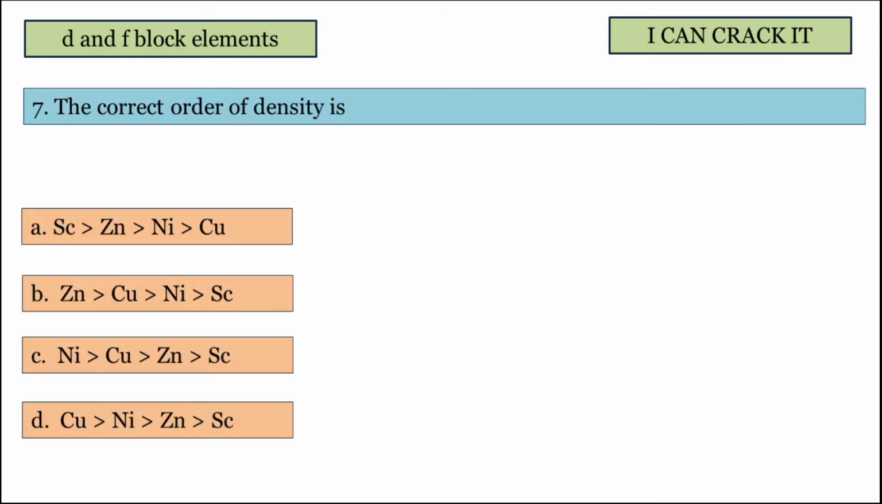The correct order of density is, see, density depends on what? Density is given by mass by volume. That means density depends on mass and volume. So if volume is more, density is less.